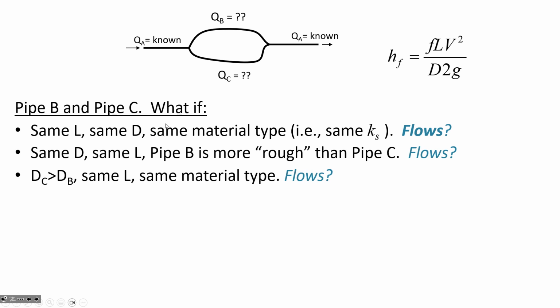Just to really solidify this, let's consider another one. What if the diameter through pipe C is bigger? Now think about how diameter affects things. If you've got a big diameter, does that mean more flow or less flow will go through? Okay, so bigger diameter in C, same lengths between them, and the same pipe material. So which will have more flow?